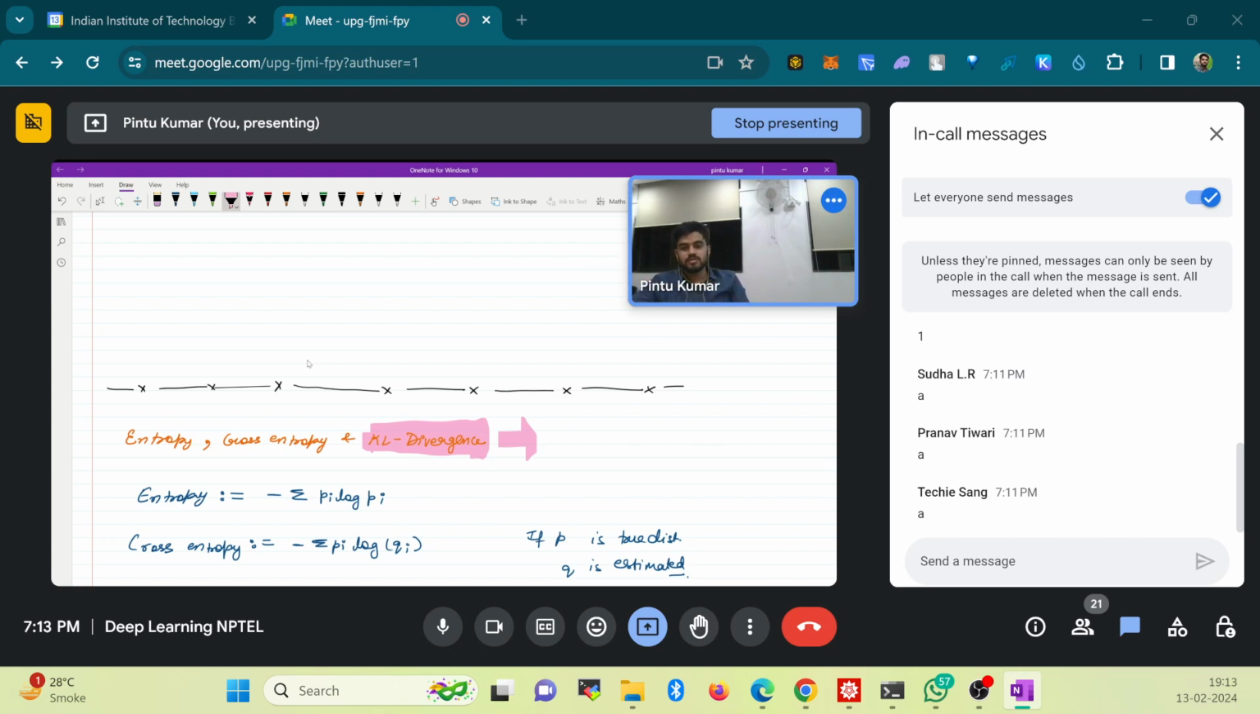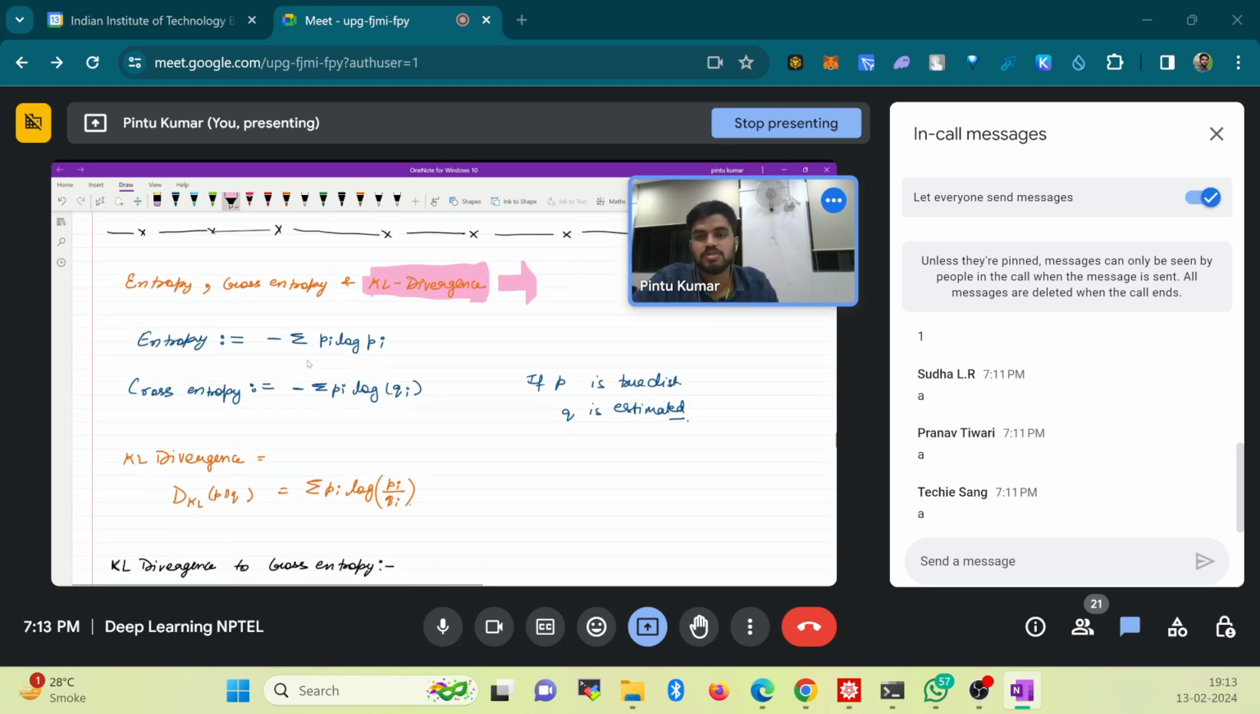So this portion is also going to be slightly brief today. So first term that we encounter is something that is called entropy.